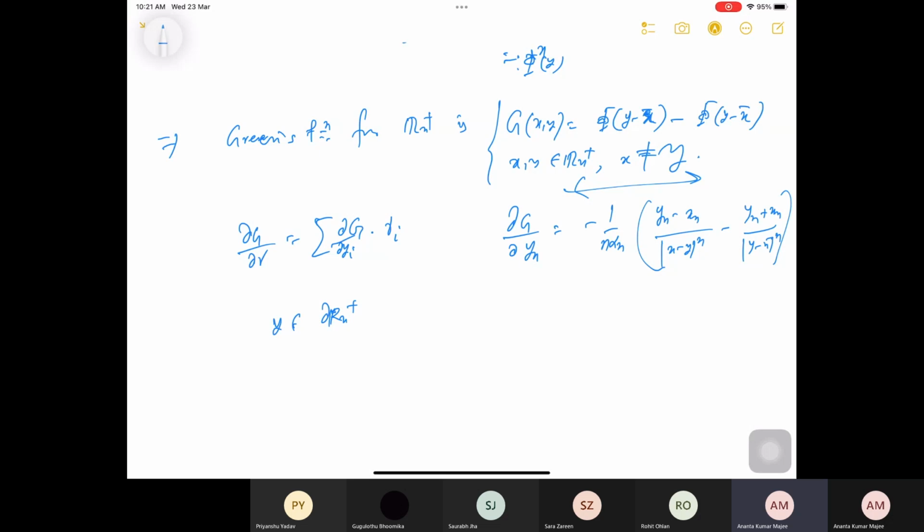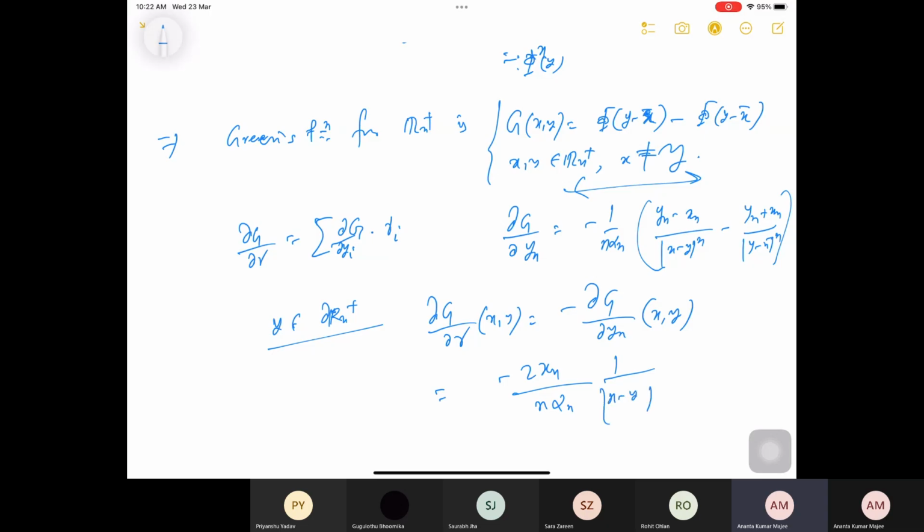So from there I have, and then if you look at the normal, in this case this is basically 0, 0, 0, 0, and then in the last component you have minus 1. So if you just calculate this part, what I have for y in ∂R^n_+, ∂G/∂ν of (x,y) is nothing but minus ∂G/∂y_n of (x,y), and then you calculate this, it should be minus 2x_n by nα_n. Okay, this is nothing but the ball of n times the volume of the unit ball, and then 1 by |x minus y|^n. Okay, you just check these calculations yourself.